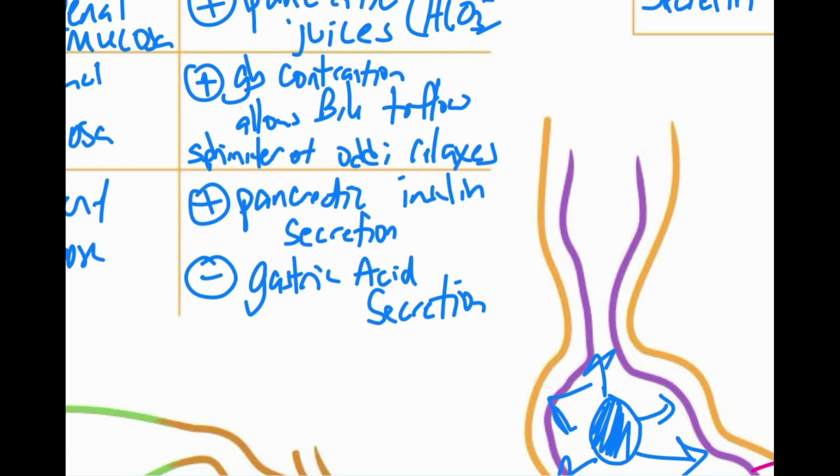We don't need gastric acid anymore. Let's stop producing it. Because what's going to happen if you keep making gastric acid with no food in there? Ulcers, acid reflux, all those weird things are happening because you don't have enough food in there to absorb that acid, and it keeps building up.